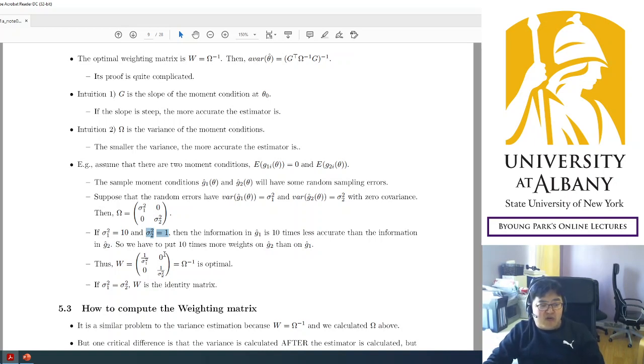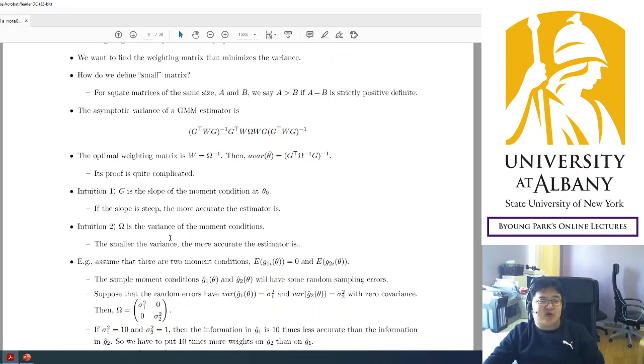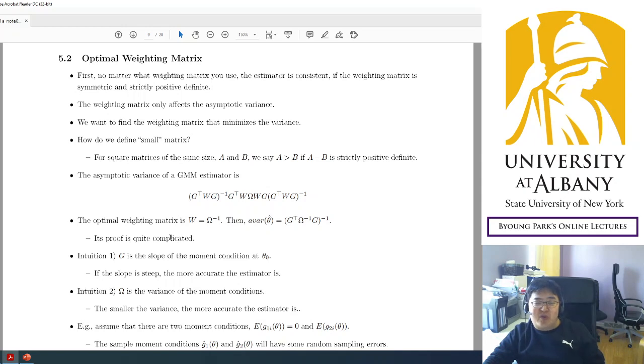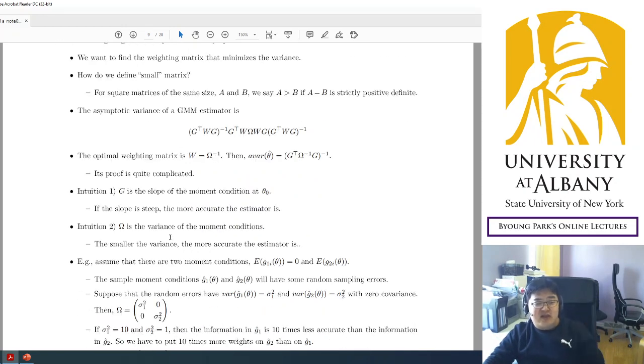If the variances are the same, of course, all the moments will have equal weights. And if there are covariances, then the covariance is also taken into account, but the explanation becomes less intuitive. So the basic idea is which moment is more useful in your estimation, and the useful moments are those that have smaller variance. Okay, so we learned what the optimal weighting matrix is, and it is a purely theoretical result. Theoretically, it makes sense.